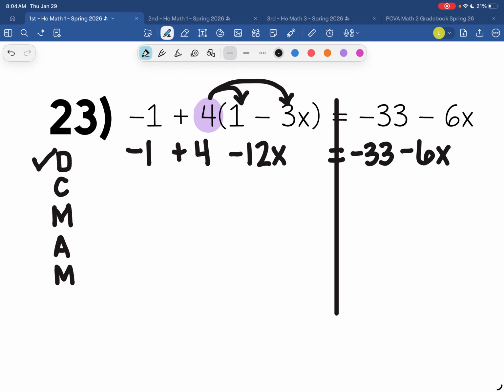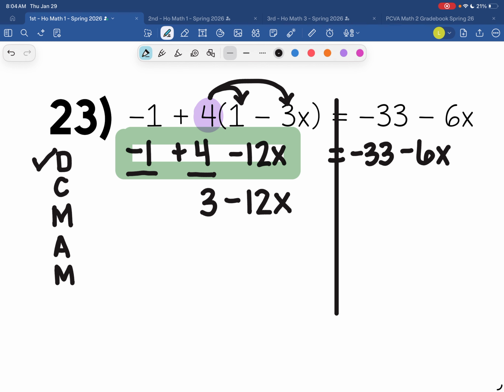All right, so combine like terms. So on the left side, I do in fact have like terms. Numbers that are by themselves, constants, are like terms. So we're going to combine -1 and 4, which is going to give me 3, and bring down the -12x. All right, then on the right-hand side, I do not have anything to combine, so I'm just going to bring that down. So I have -33 minus 6x.